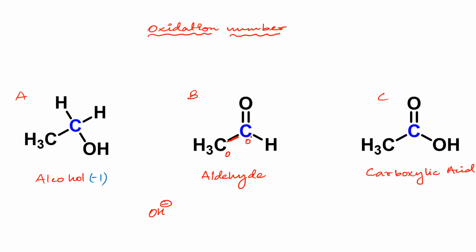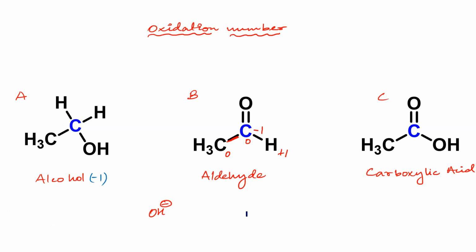Now, what do you think about carbon and hydrogen? Which is more electronegative? Carbon. Carbon is more electronegative. So that is why it will get -1 and hydrogen will get +1. Now, what about this O? What will be the oxidation state of this O entity? -1.